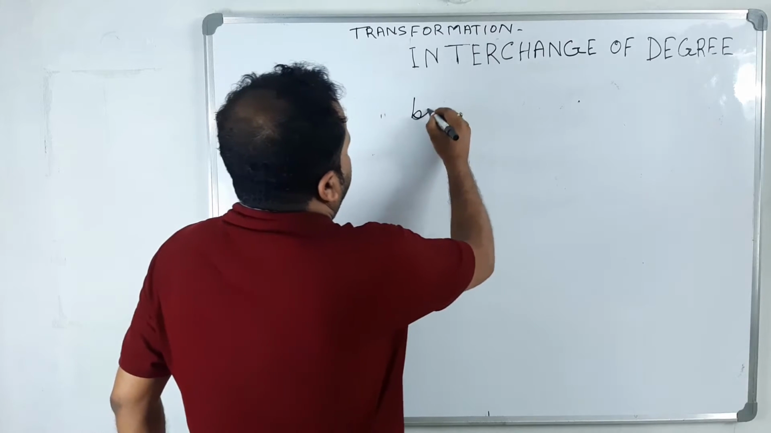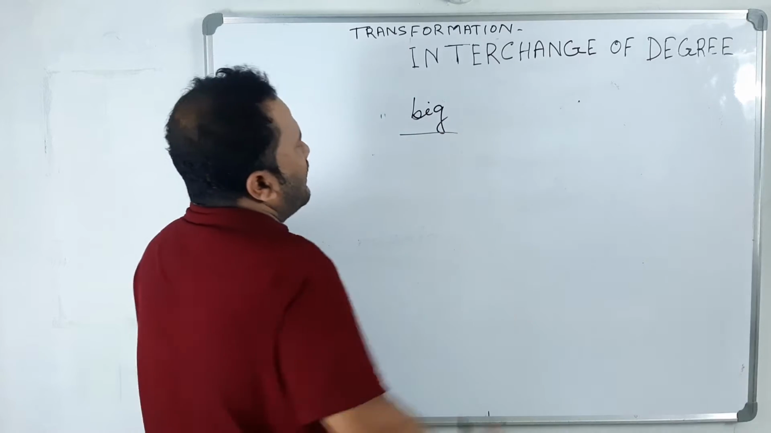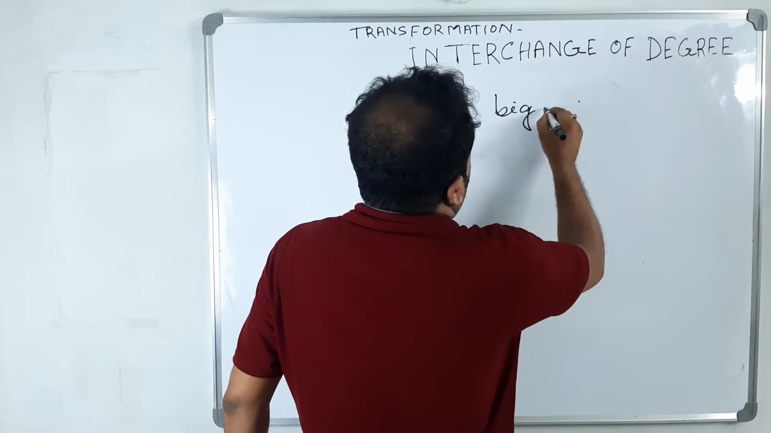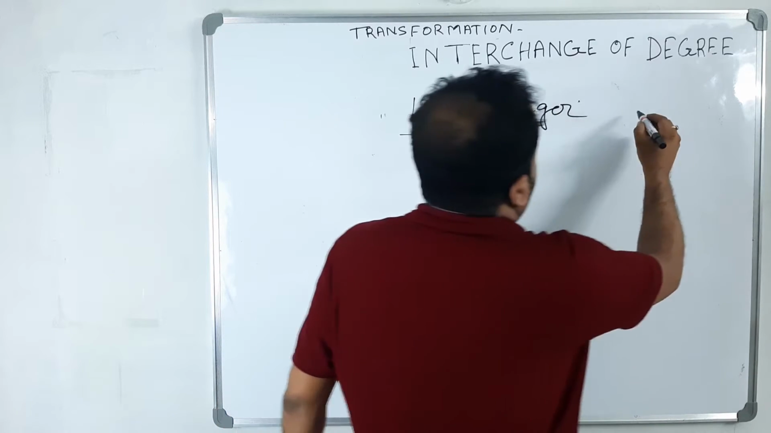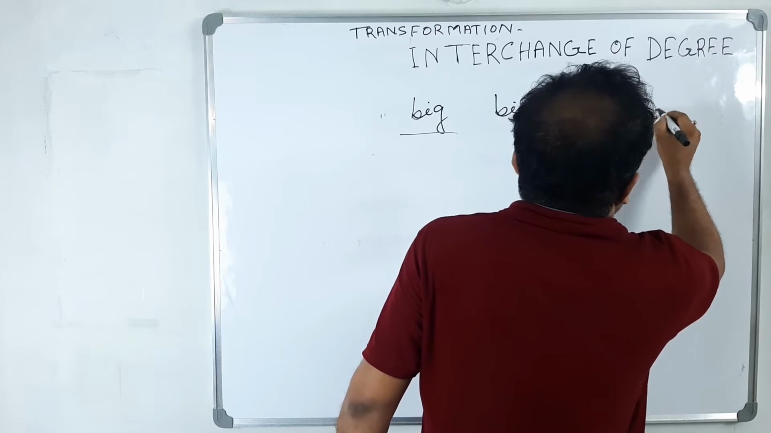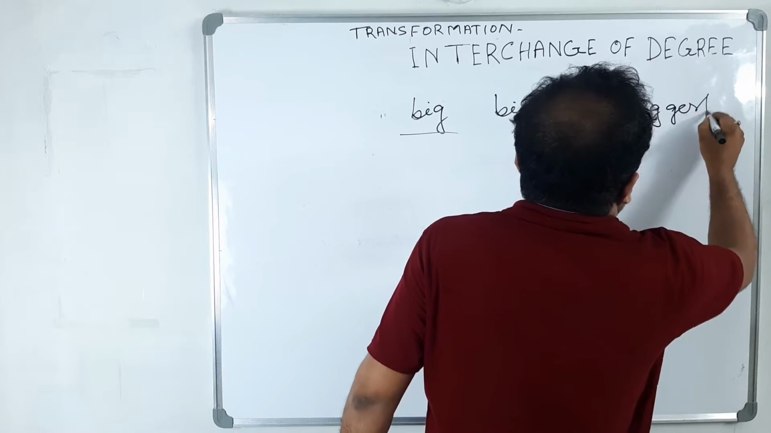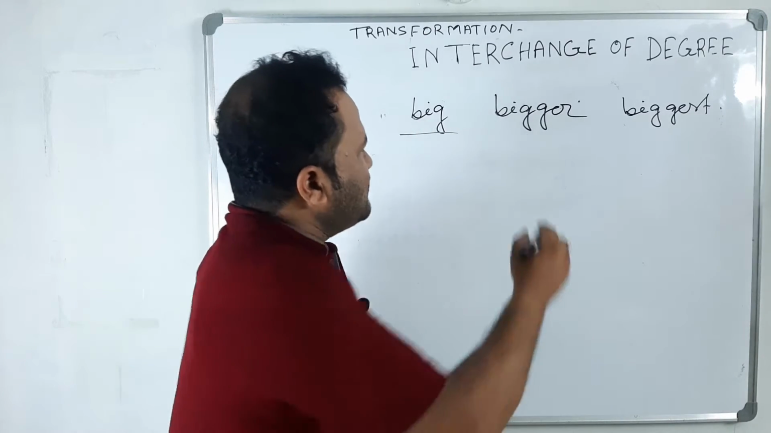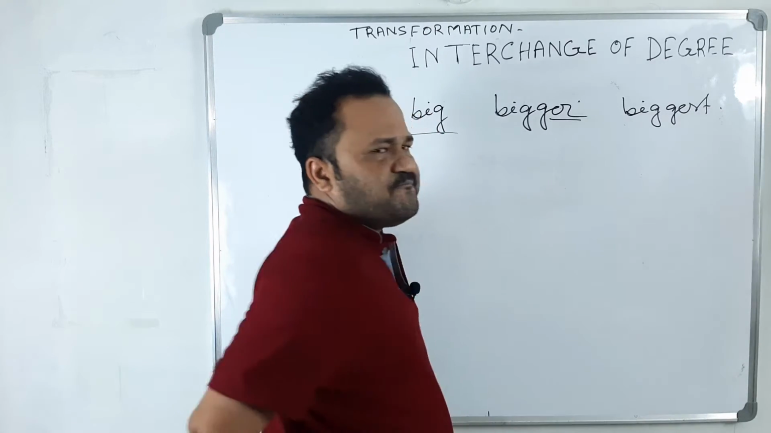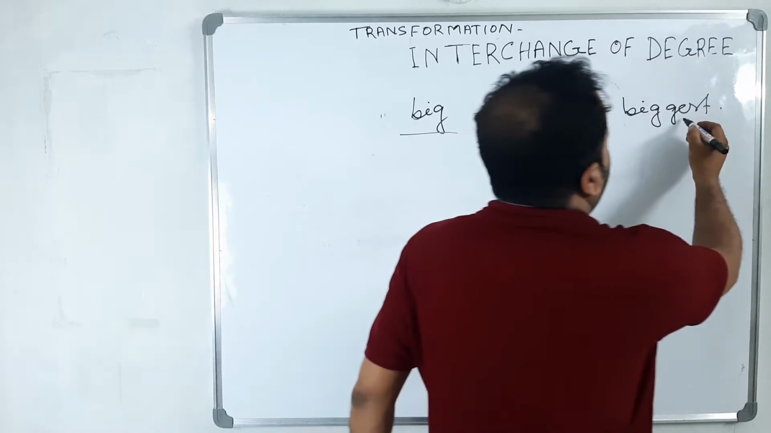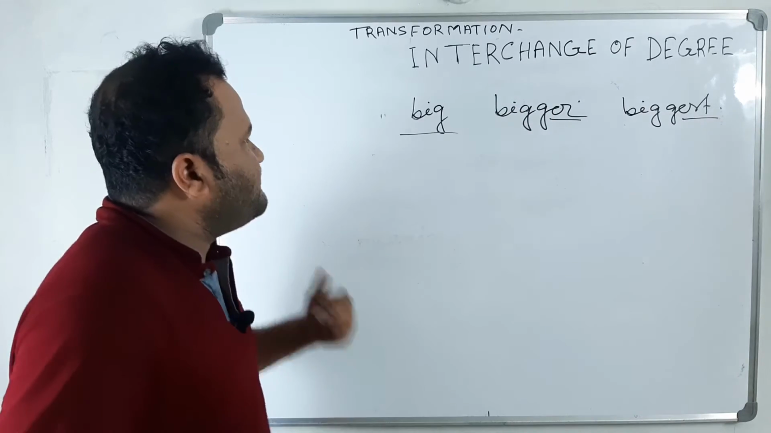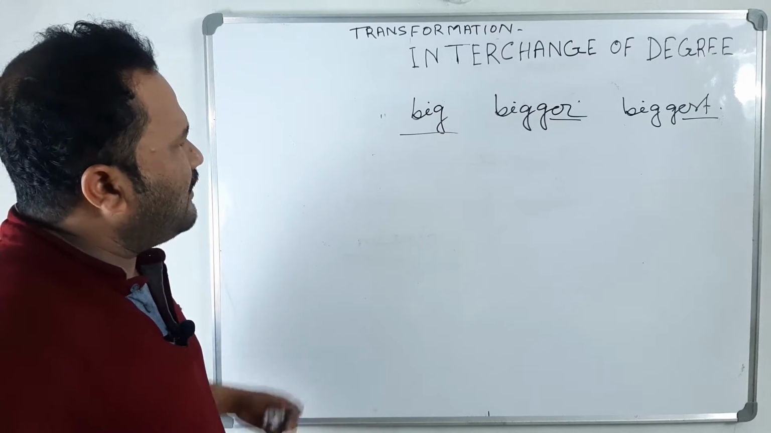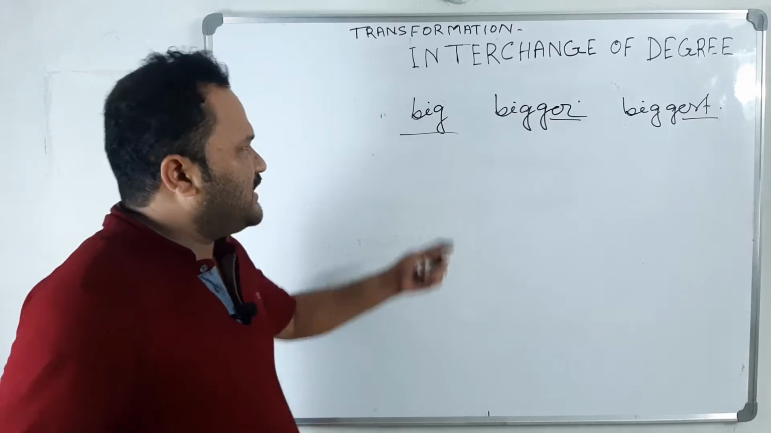Like big, in positive form it is big, in comparative form it is bigger, and in superlative form it is biggest. Clear? Big, and you have to add er, bigger, and you have to add est, big, bigger, biggest. You know how to write a comparative sentence.